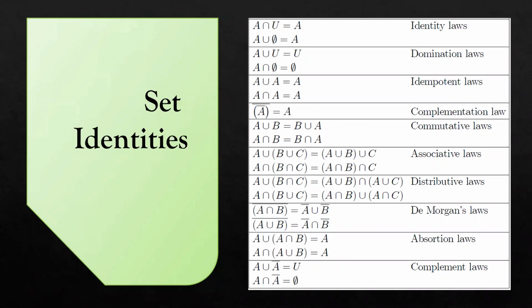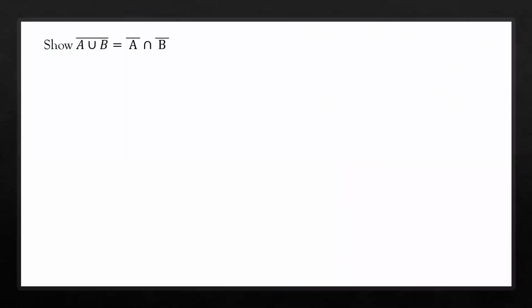We get a big long list here. They're in your note of set identities. These identities function very similar to your propositional logic identities. Keep an eye again on those De Morgan's laws for set identities. Let's talk about how you would show one of these. How do you prove one of these identities is true?